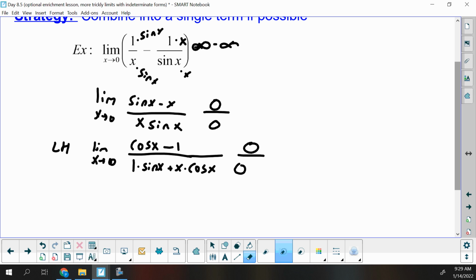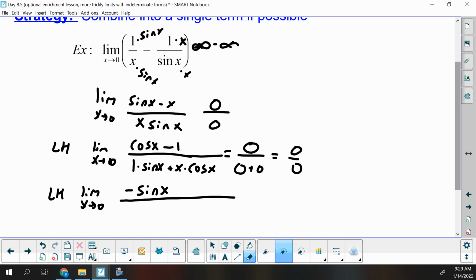And then we'll have 0 plus 0 on the bottom, so that again is 0 over 0. Okay, we got to do L'Hopital's again. Derivative of cos will be negative sine. Derivative of negative 1 is 0. On the bottom, derivative of sine x is cos x. And then we got to do a product rule for that second term. So we'll have 1 times cos x plus x times negative sine x.